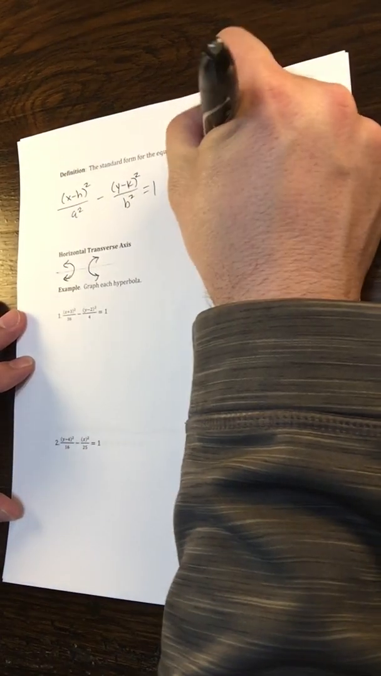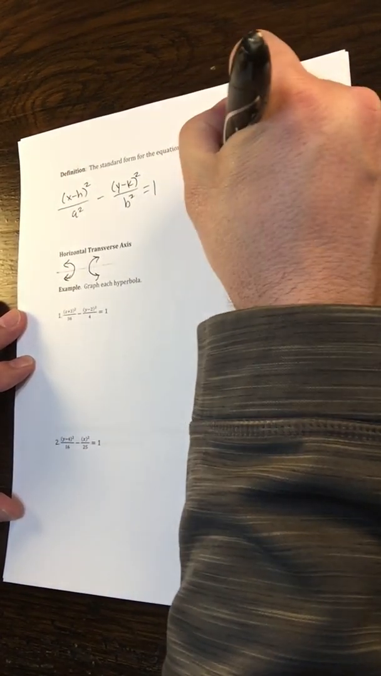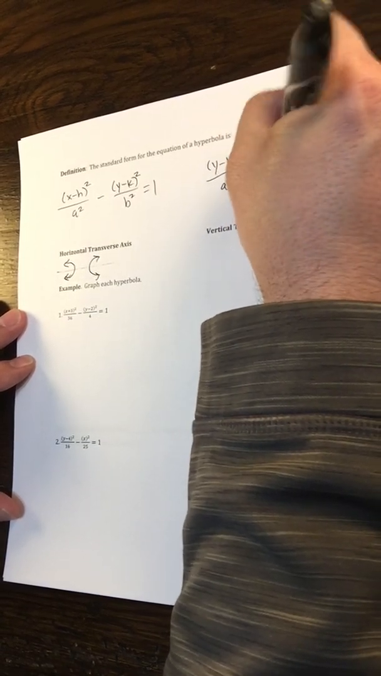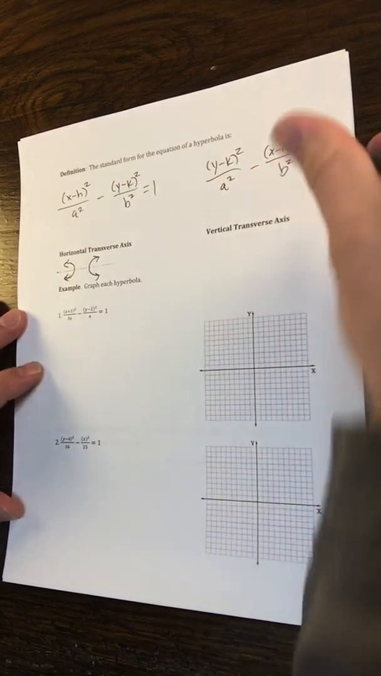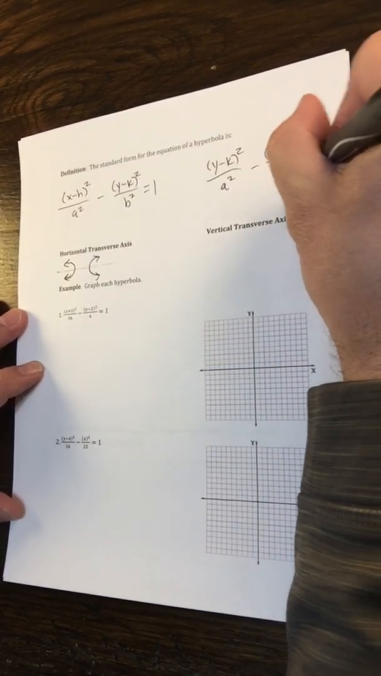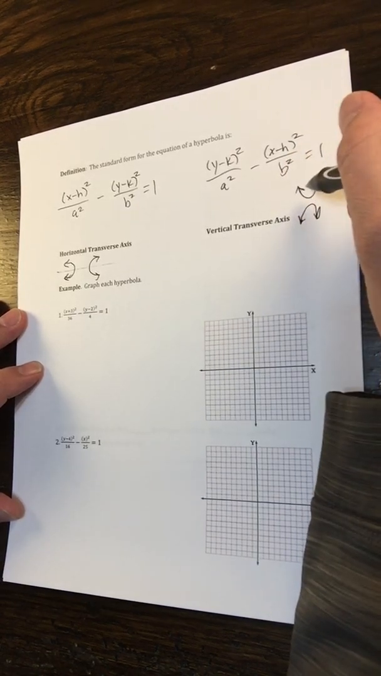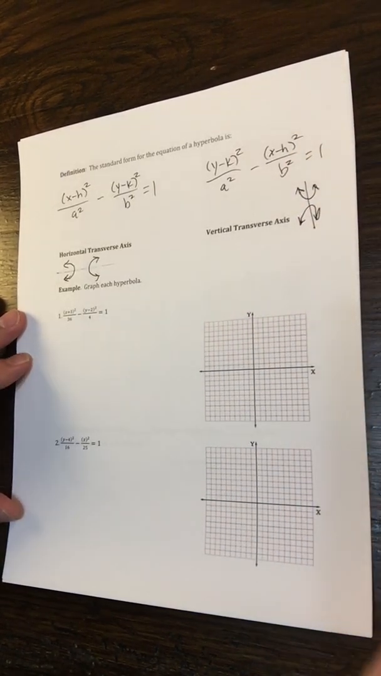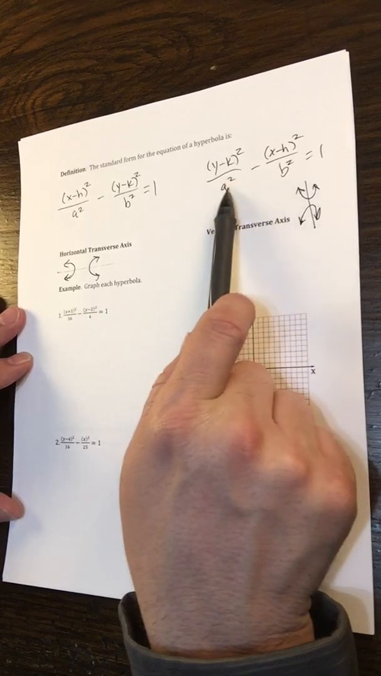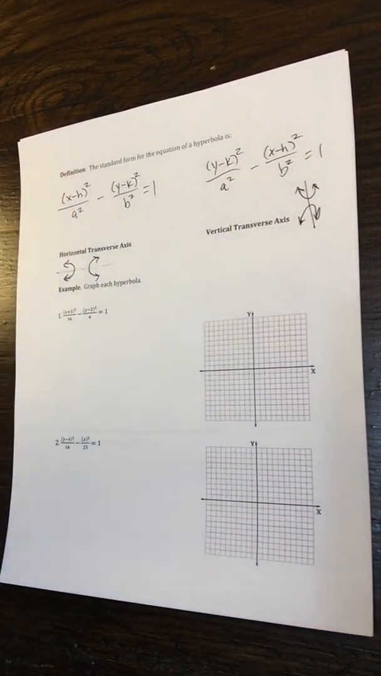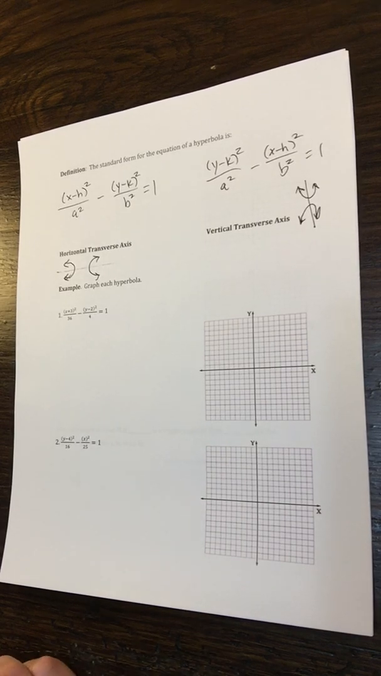Okay, and so the other option is (y − k)²/a² − (x − h)²/b² = 1. That would have a vertical transverse axis. So I would have a hyperbola that looks like that, definitely not a function, right? With a vertical transverse axis. Now, here's the case that the a squared, the positive one, is underneath y squared as opposed to being underneath x squared. Make sense? Okay.